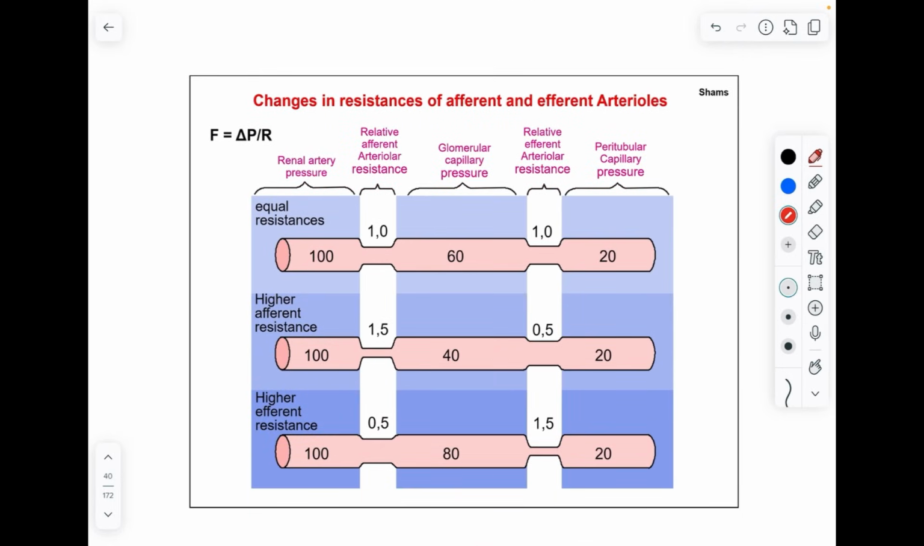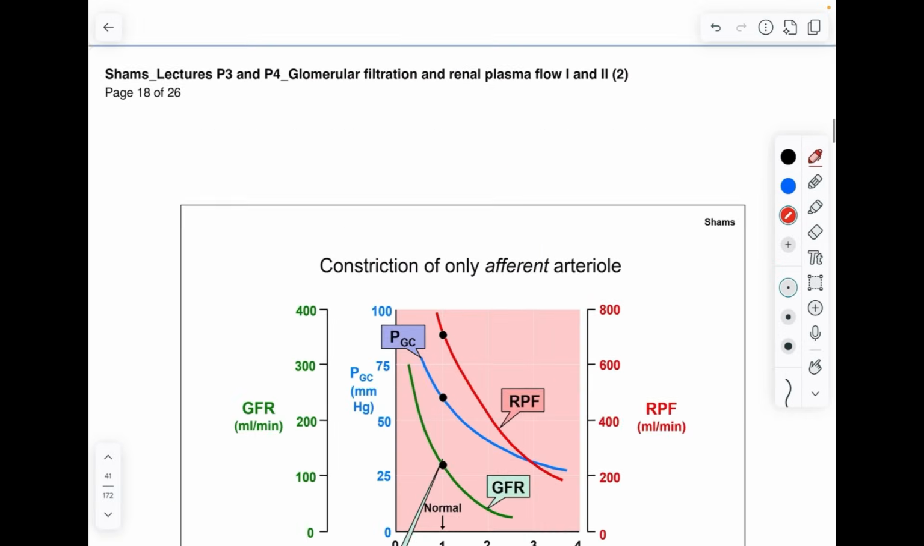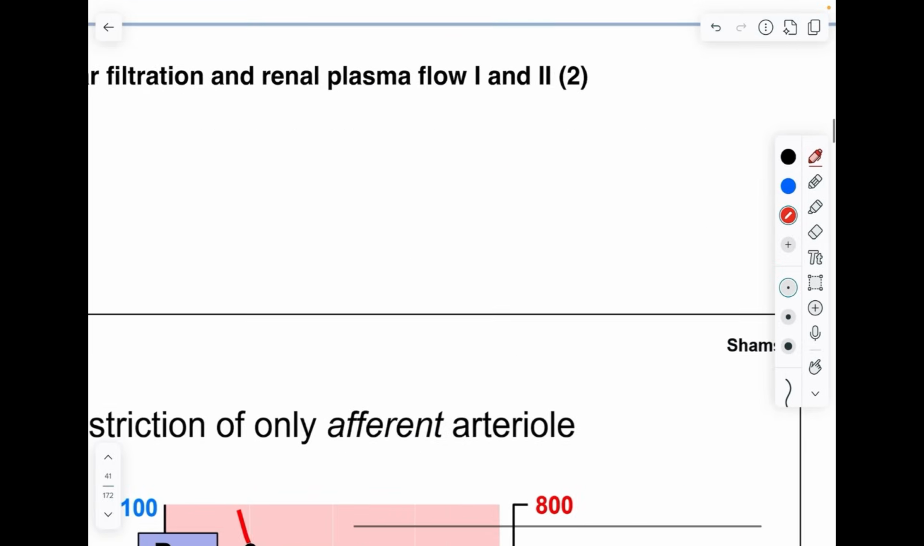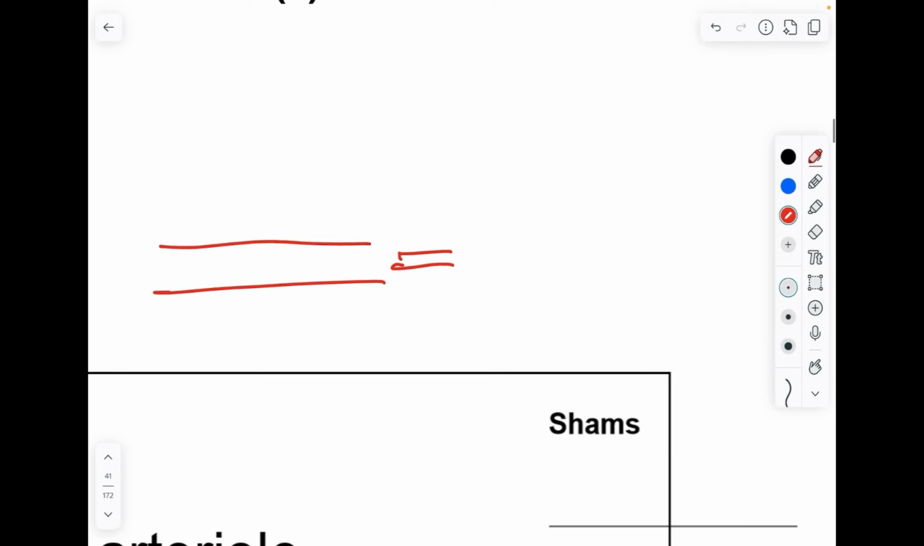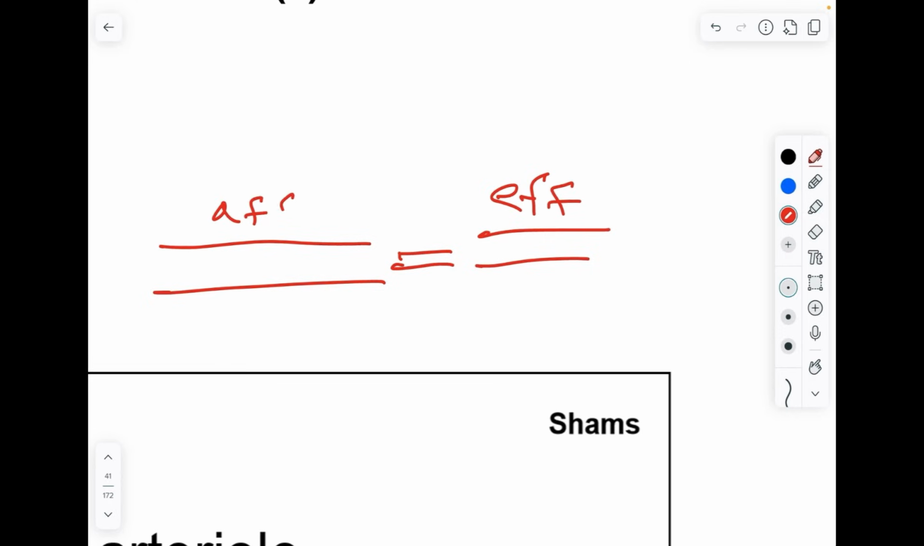Okay? This you do not need to know, because this is only a model. This is not what's happening in our body. This is what's happening. Now, think with me, guys. Let's assume that we have, okay, this is our afferent arteriole, capillary, and efferent arteriole. Okay, let's label them. Okay, and our capillary.